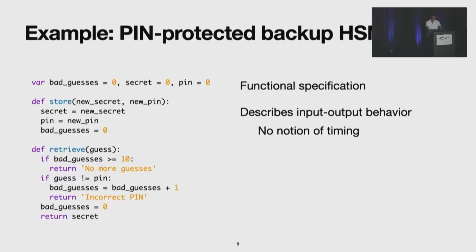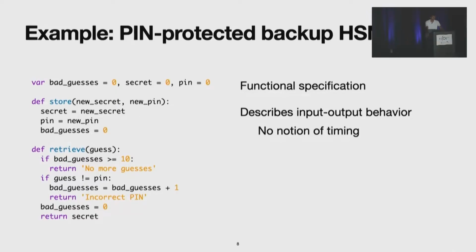As a running example, we consider this pin-protected backup HSM, which is inspired by the pin lock on phones. What's shown here is a simplified version of one of the case studies in our paper. The main functionality of this HSM is to protect a secret with a pin and limit the number of pin guesses when retrieving the secret.